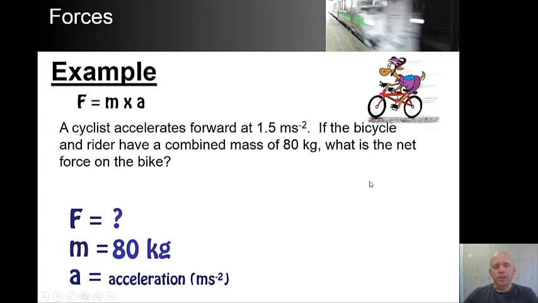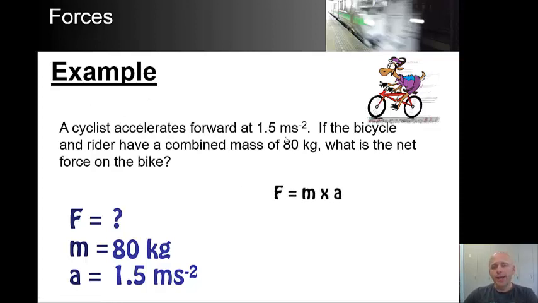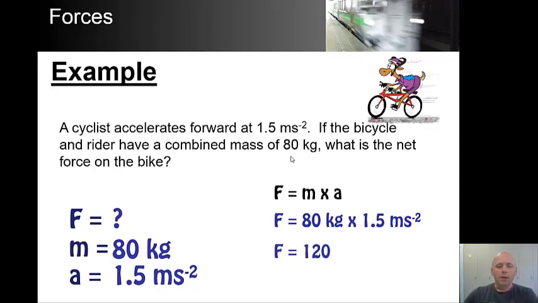Mass is 80 kilograms, and it says that right in the question. And a is acceleration, and that is 1.5 meters per second squared. So we take our handy dandy formula, F equals m times a, and we plug our numbers into that formula. So we got F equals 80 kilograms times 1.5 meters per second squared, and F equals 120. Make sure you write your units in every question that you do a calculation in. If you don't, you could lose out on some marks. In this case, the unit for force is newtons, so 120 newtons.